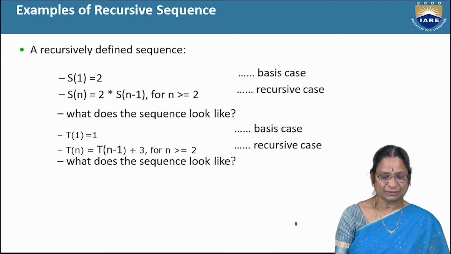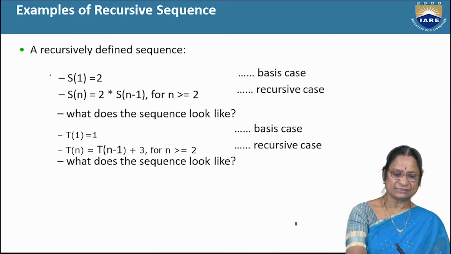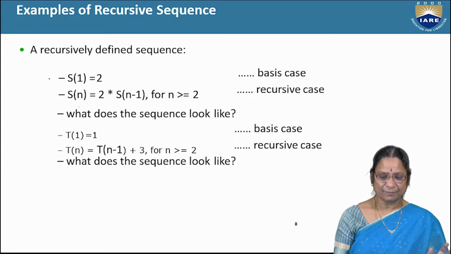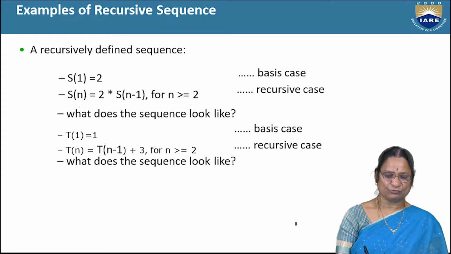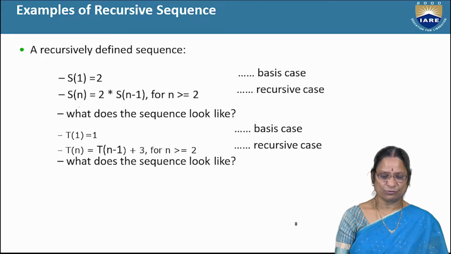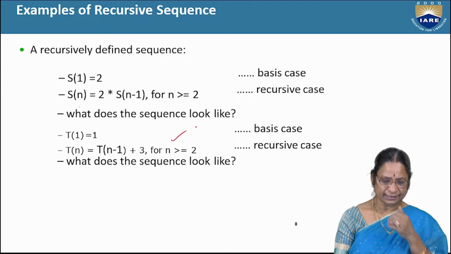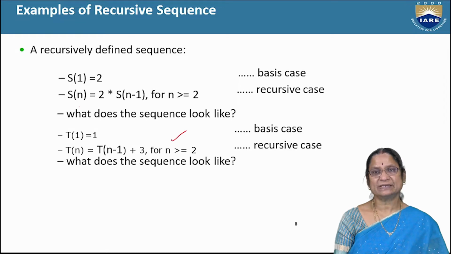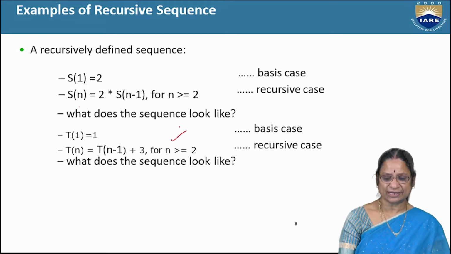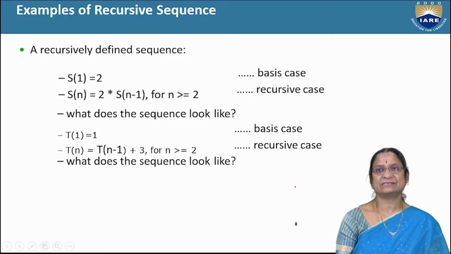Similarly, one more example, this can be represented like this. T of 1 is equal to 1. You observe it, this sequence can be represented by using an equation. T of 1 is equal to 1 and T of n is equal to T of n minus 1 plus 3, for n greater than or equal to 2. This is also a recursive case. The first one is the base case and the second one is the recursive case.